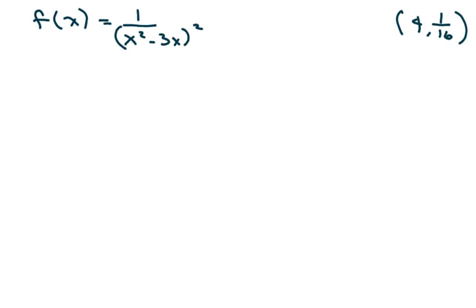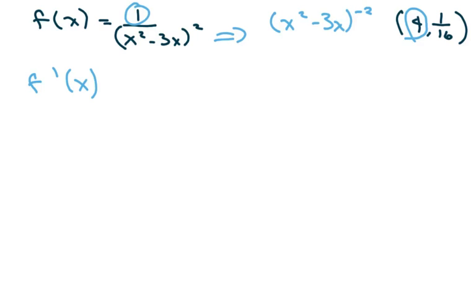Okay, the next one's very similar. Our numerator is pretty basic, so I'm going to rewrite this as (x squared minus 3x) to the negative 2 times 1. It's just that. And the x we're going to plug in is 4. So we take the derivative of f, and using the chain rule, we get negative 2, (x squared minus 3x), then that's going to be to the negative 3 because you're subtracting 1. Then take the derivative of your inner function, which is going to be 2x minus 3.